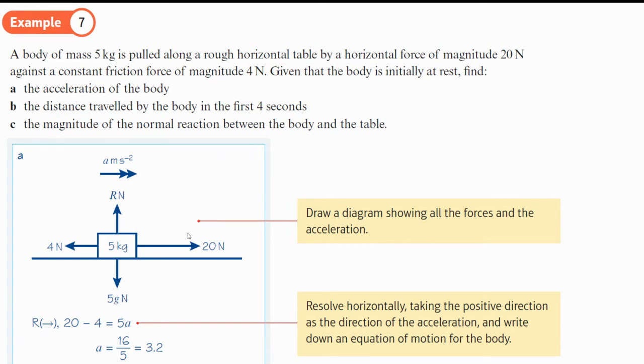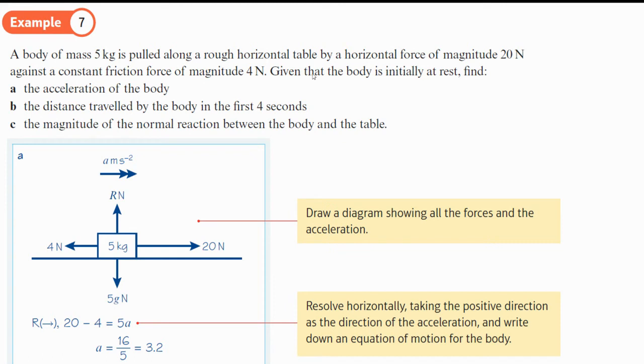Because we're finding acceleration, it's force equals mass times acceleration. So force, so it's this 20 take away the 4, if we resolve horizontally, is equal to mass 5 times acceleration A. Rearrange, you're going to get 3.2 meters per second squared. The next bit's asking for the distance traveled after 4 seconds.